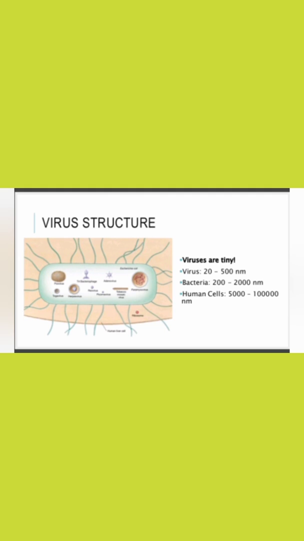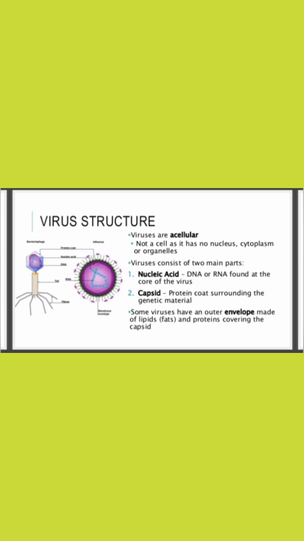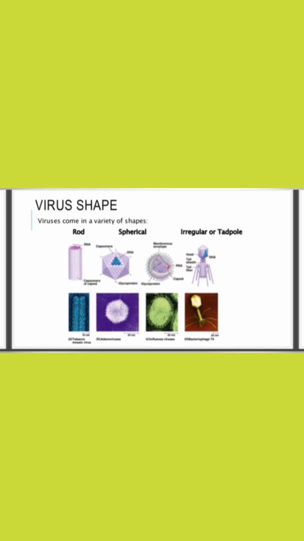If we talk about virus structure, viruses are 20 to 500 nanometers in size, bacteria vary from 200 to 2000 nanometers, while human cells are 5000 to 1 lakh nanometers. And if we talk about the viral structure, viruses consist of two main parts: DNA or RNA, which are known as nucleic acids, and the capsid, the protein coat that covers the virus. Some viruses have an envelope that is made up of proteins and lipids.